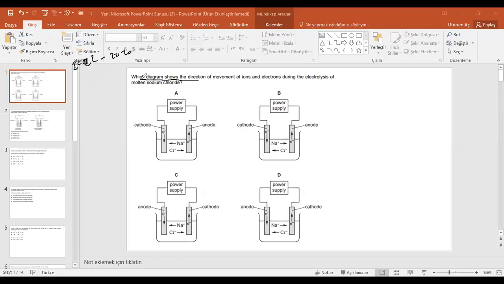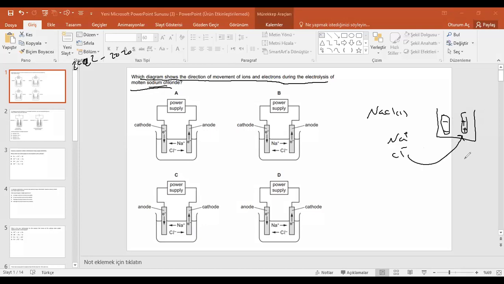Which diagram shows the direction of movement of ions and electrons during the electrolysis of molten sodium chloride? Molten sodium chloride, so it is NaCl liquid, so we have only Na+ and Cl- ions. During the electrolysis, Cl- will be attracted to the anode, and Na+ will be attracted to the cathode. So which one of these options has the correct direction?